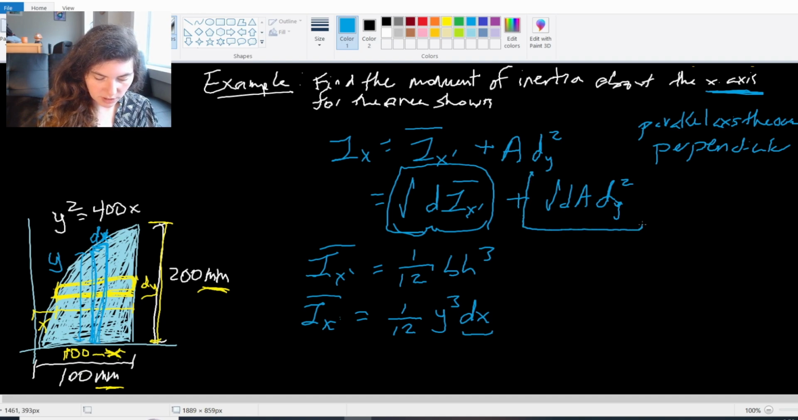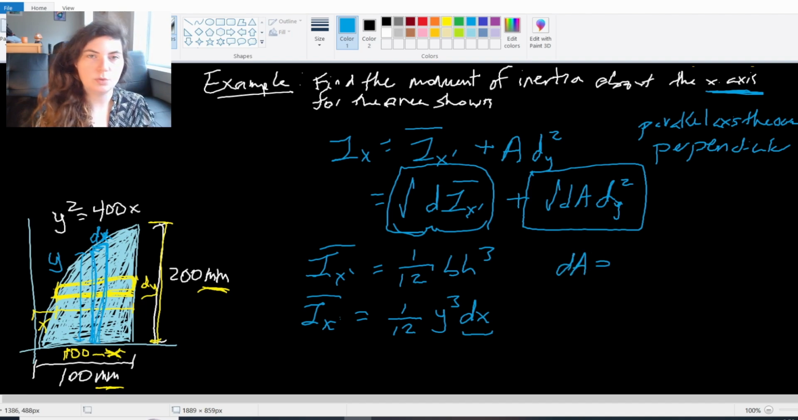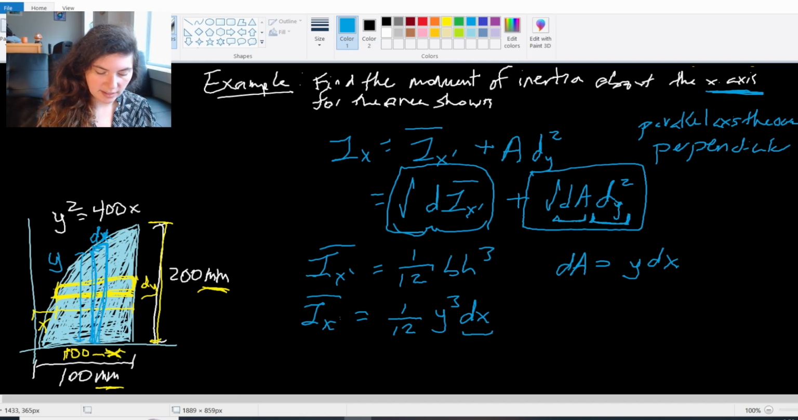So what about our components for the other half of this equation? What are these components? We need a dA, which is pretty simple. We pull right from the slice. Area is base times height, so it's just going to be y dx. That takes care of the first term of our second part. And then we need this d sub y squared. Again, this is just the distance to the centroid. Anytime you're taking it about the x or y axis itself, d sub y is just going to be that y tilde value.